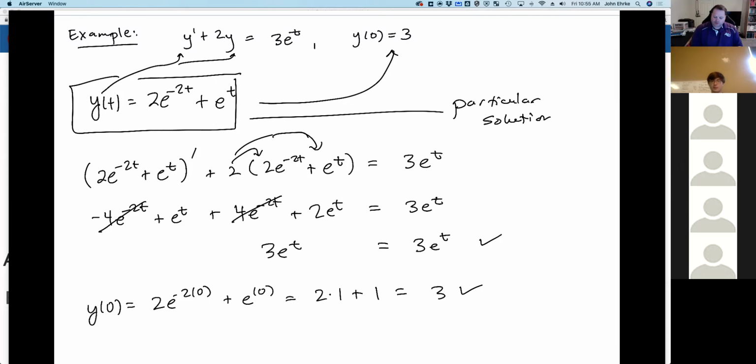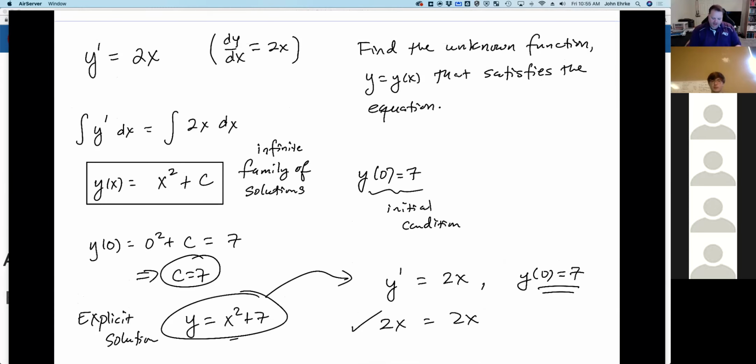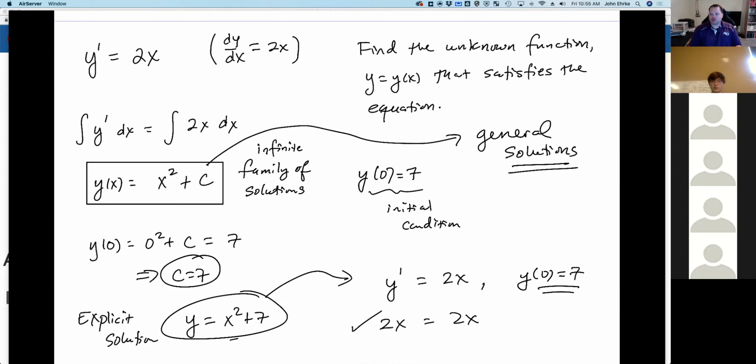So this is called a particular solution because it's one of those infinite number of possible solutions that we could get out of this thing. It's a particular one of those. So a solution to an initial value problem is called a particular solution. Solutions like this one that are infinite families are called general solutions. So this is a solution in general because it could work for many different initial points, but I don't have a specific one in mind.